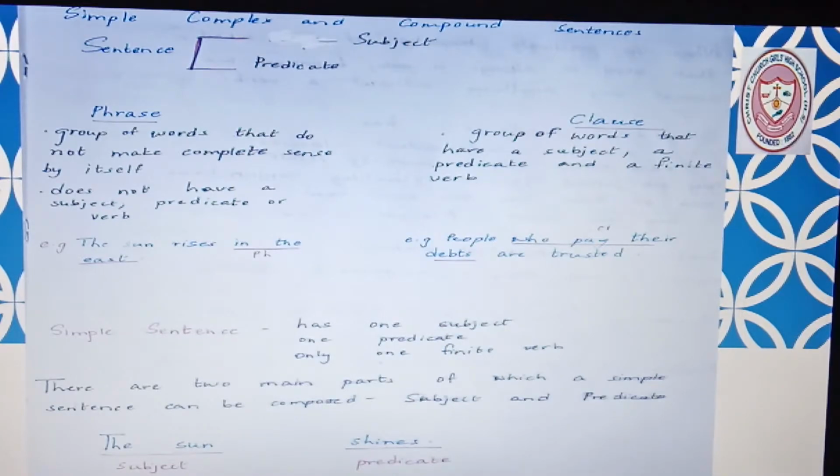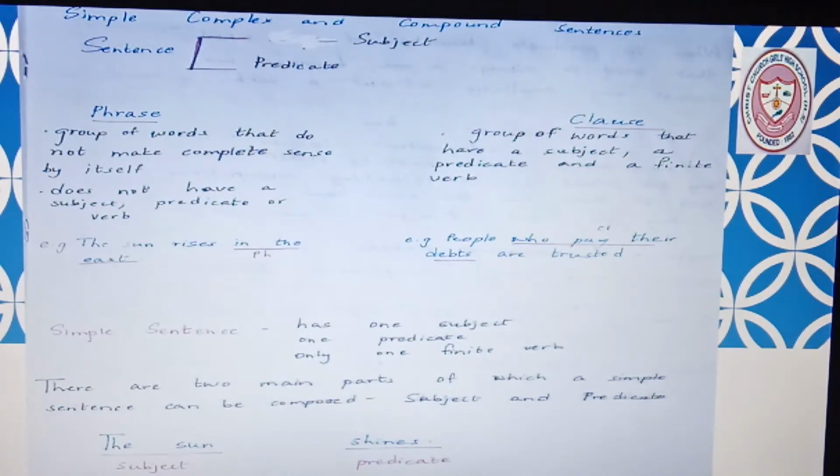Now, if I say "in the east" separately, if I don't put it in that sentence and just say "in the east", does it make any sense at all? No, it does not. These three words, which are the phrase, do not have a subject, a predicate, or a verb.